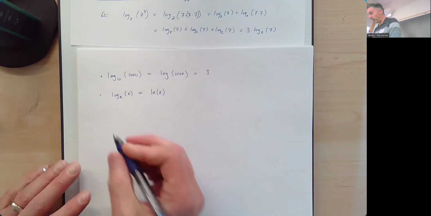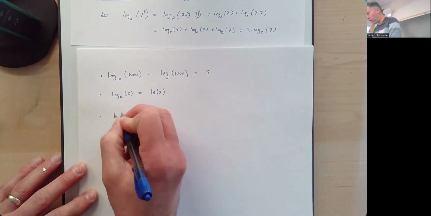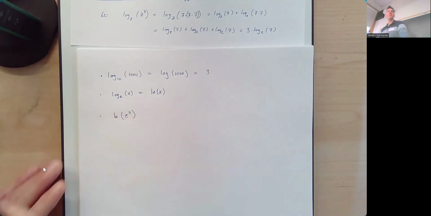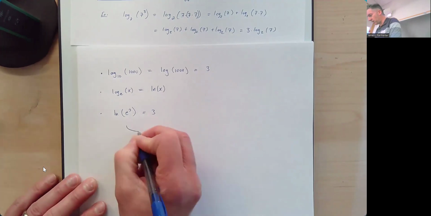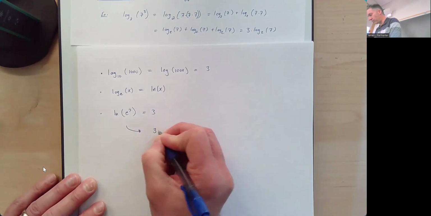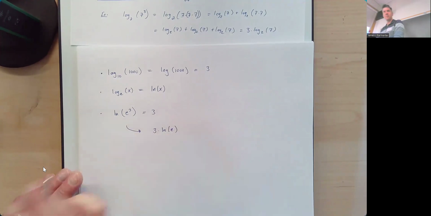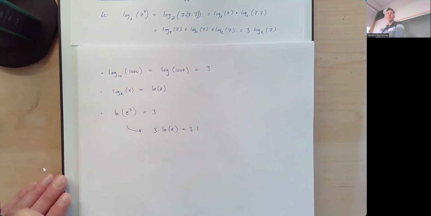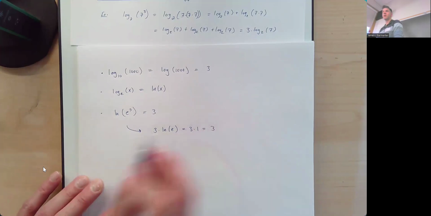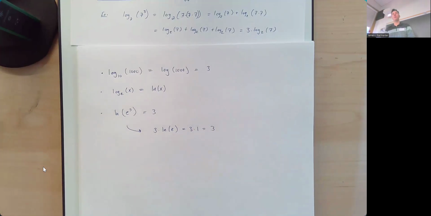If I was trying to find the natural log of e to the third power, I'd be asking e to what power equals e to the third power? Seems like kind of a silly question. The answer is just 3. You could also take extra steps to get there. You could say, I'm going to bring the power down. That's 3 times the natural log of e, and the natural log of e is just 1. Lots of ways to solve problems.